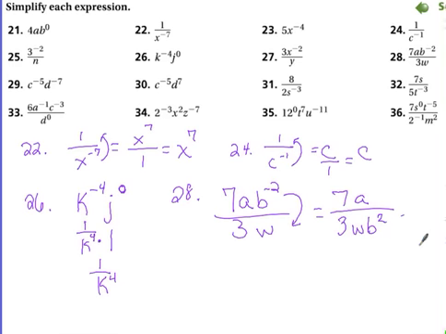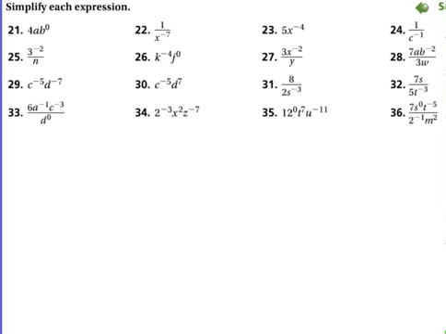Okay, moving on. I'm just going to change screens, give us a little more room. Number 30. C to the negative 5, D to the 7. This is negative, so I'll create a fraction. It wants to go down below. So C to the 5. This was positive, so it'll stay up top. C and D have different bases, so we're done.